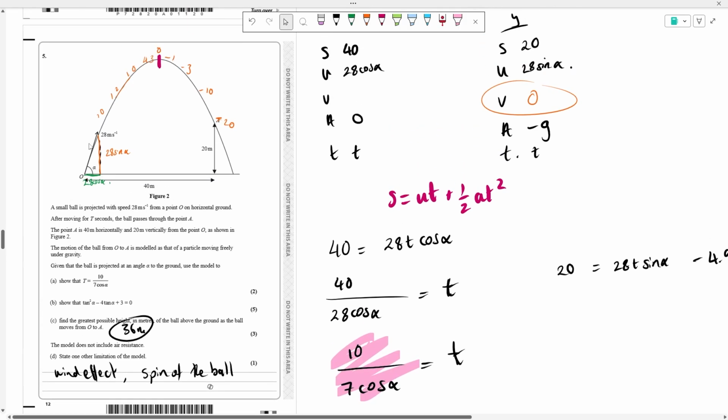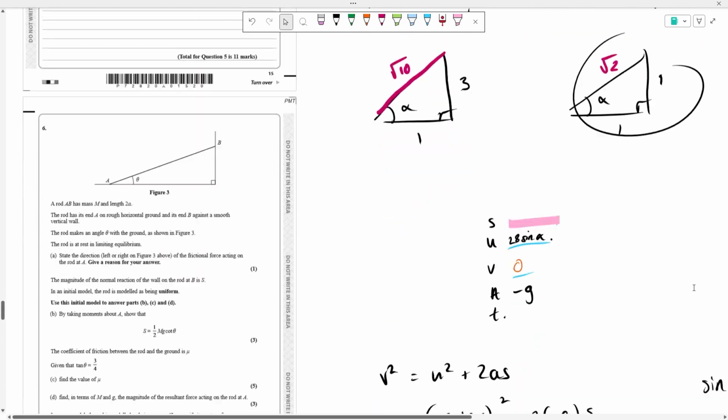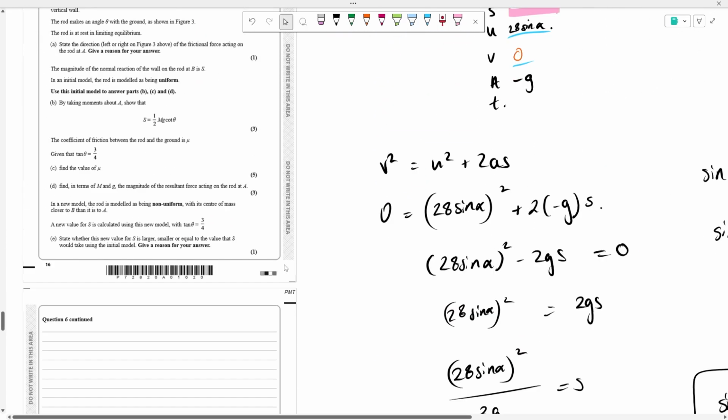Maybe it's not fully spherical. Maybe it's, what else? I'm trying to think off the top of my head. That's what's coming to my mind right now. But I think studying the mark scheme for these will definitely help you a lot. But in my opinion, wind effect is the best one. That's something that I always put. All right. Part 6.